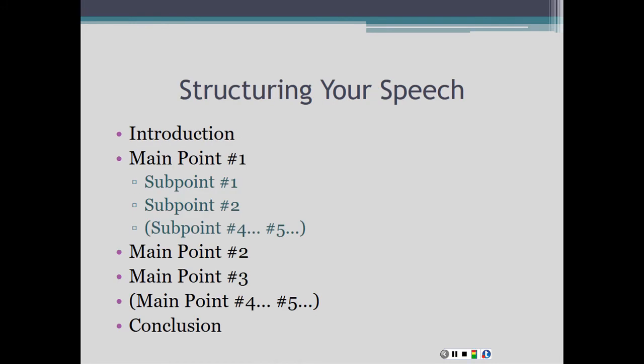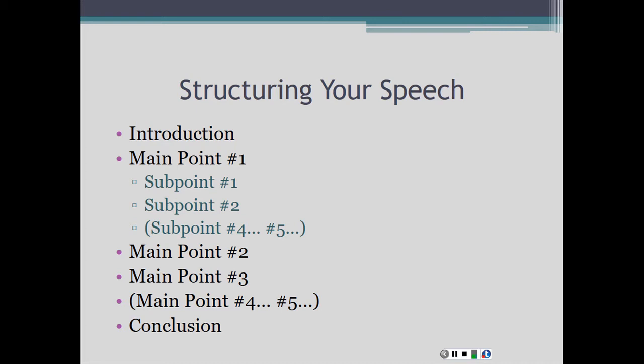As you sit down to structure your speech, then, I really want you to think about how it's different from an essay. One of the main things that makes speaking different is that instead of thinking about things in paragraph format, it emphasizes thinking of things in terms of main points and subpoints.